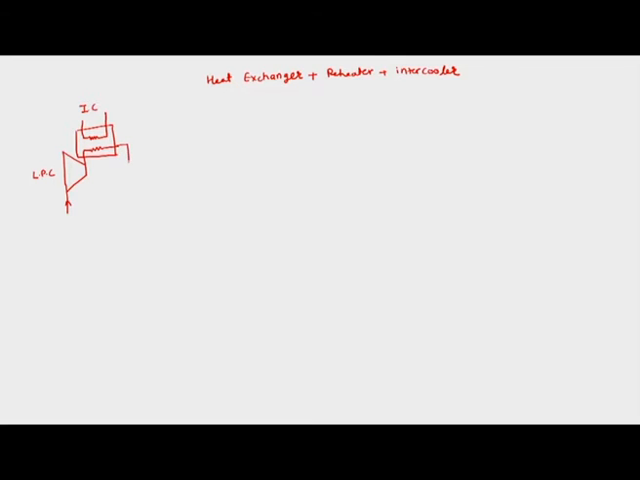Then from the intercooler it will go to the high pressure compressor. So this is the high pressure compressor. From the high pressure compressor, air will go to the heat exchanger. So this is the heat exchanger. Then it will go to the combustion chamber, and from the combustion chamber it will go to the low pressure turbine. This is the low pressure turbine.